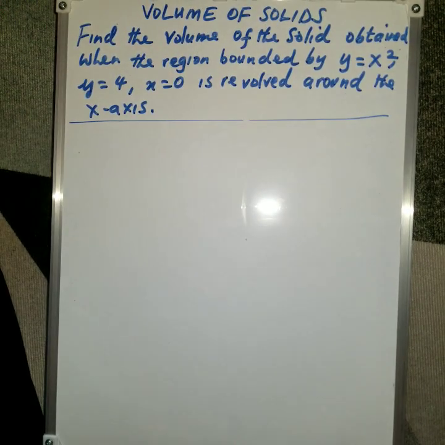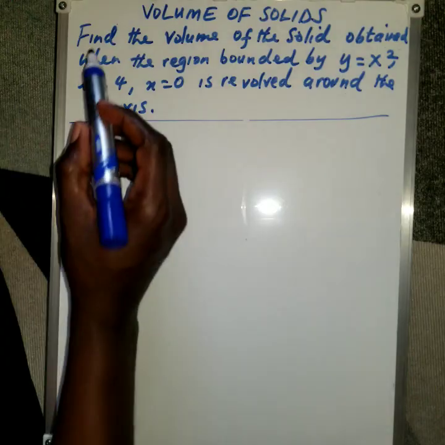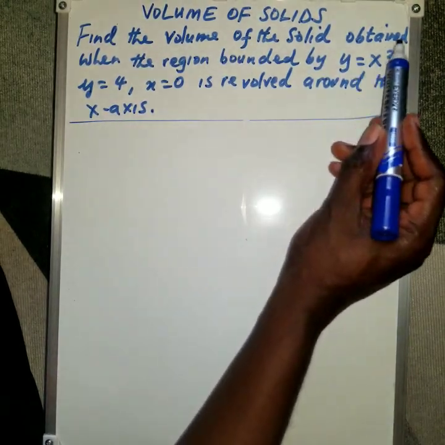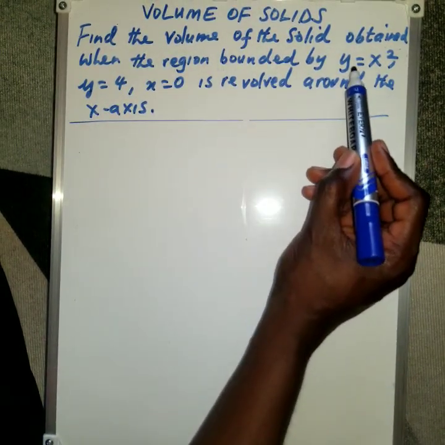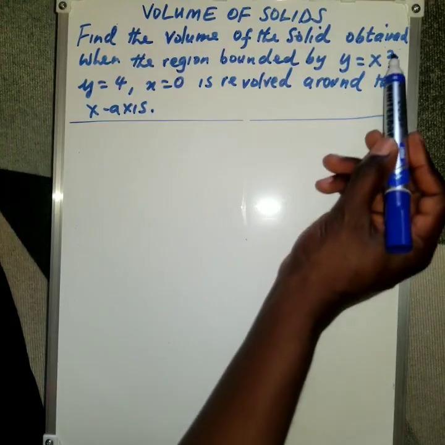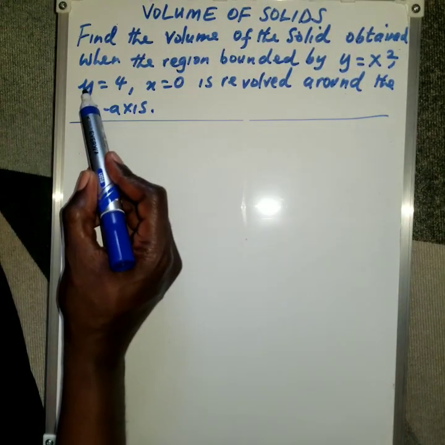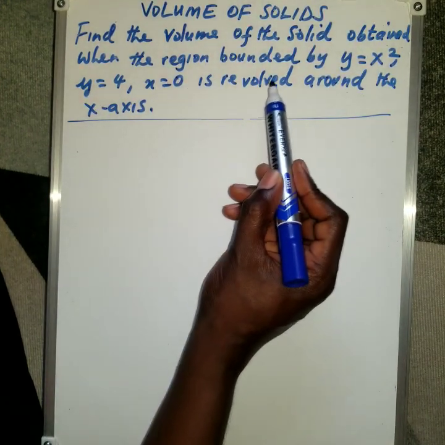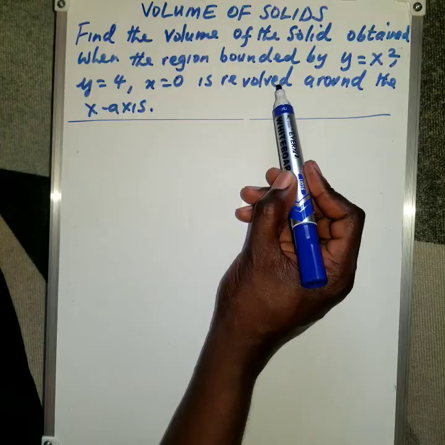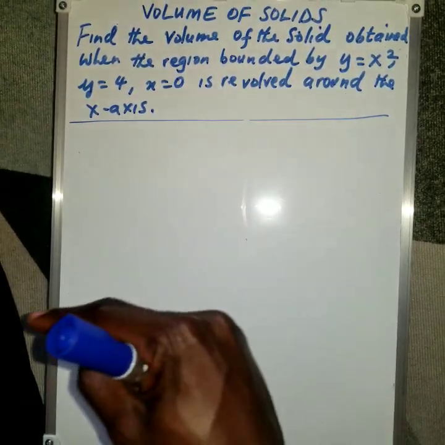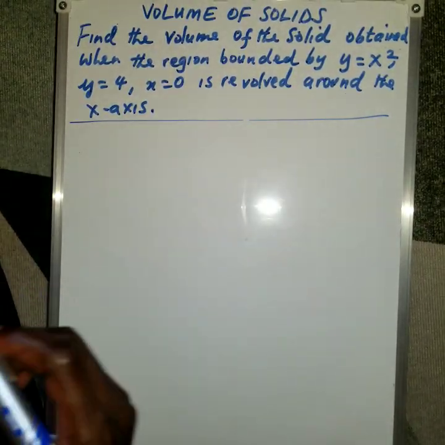I'm going to show you how to find the volume of solids. It says find the volume of the solid obtained when the region bounded by y is equal to x squared, which is the equation of the curve, y is equal to 4 and x is equal to 0 is revolved around the x-axis. In other words, when it is rotated about the x-axis.